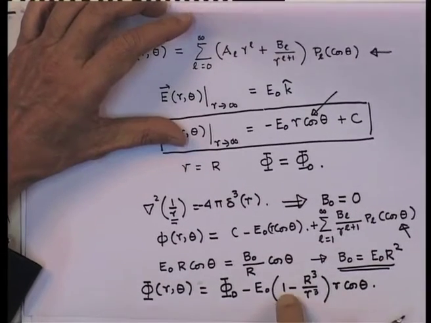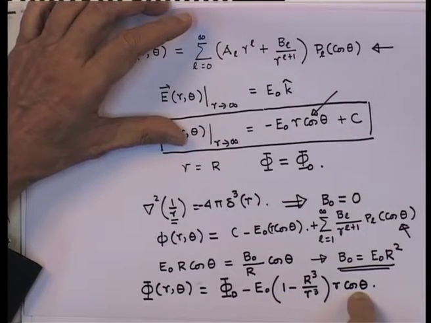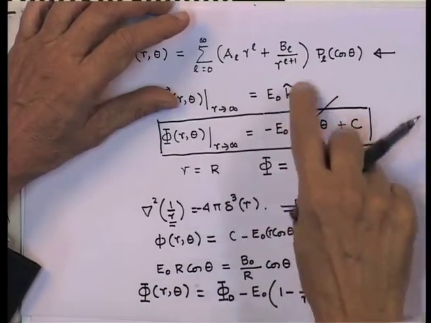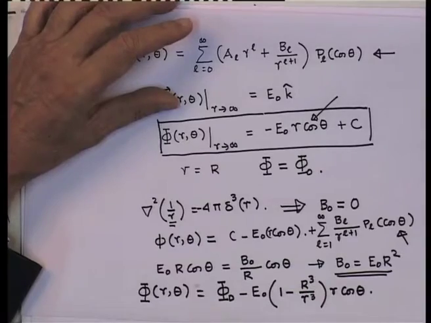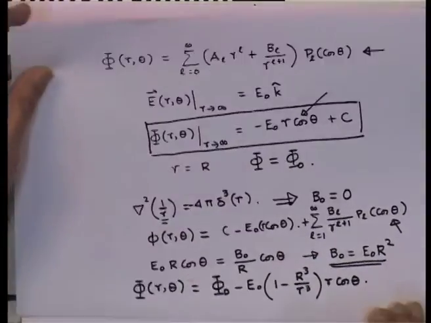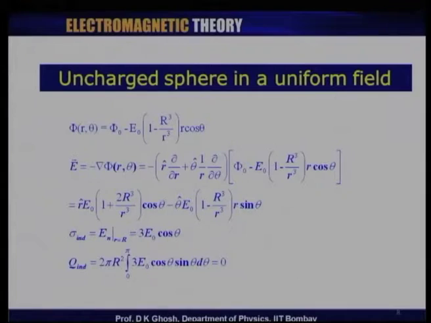There is an E 0 r cos theta term, and as expected, the L equal to 1 term, which gives me a 1 over r square term there. So this is my expression for the potential.